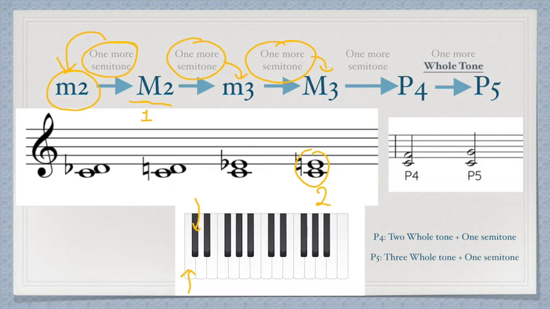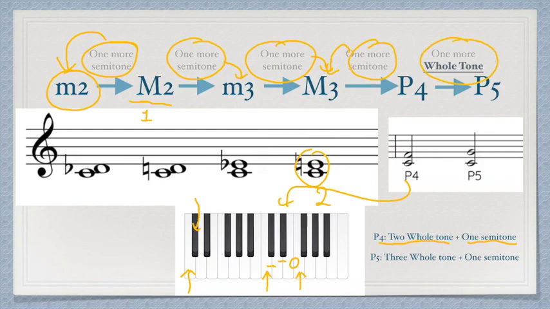Just exactly like this pattern, the perfect fourth contains one more semitone than the major third, so it contains two whole tones plus one semitone. If we represent this interval on the keyboard, it's going to be from here to here: one whole tone, two whole tones plus one semitone. And then notice that the pattern here is a little bit different, because perfect fifth contains one more whole tone than perfect fourth.